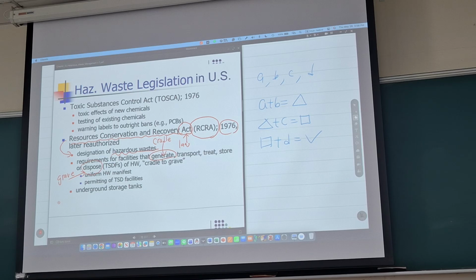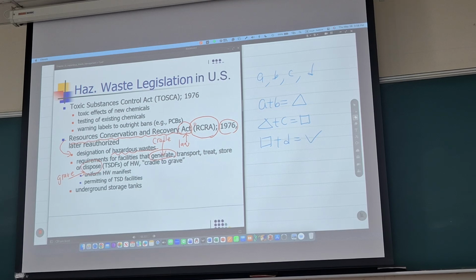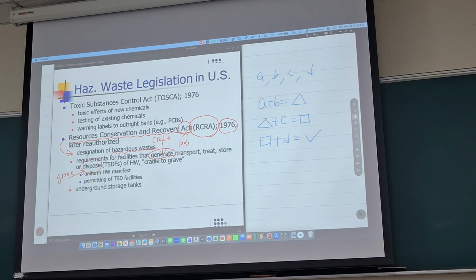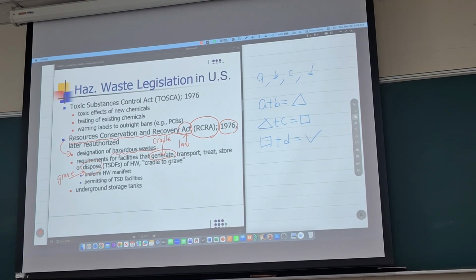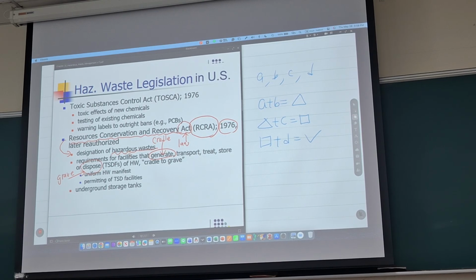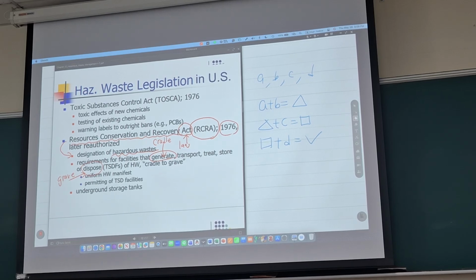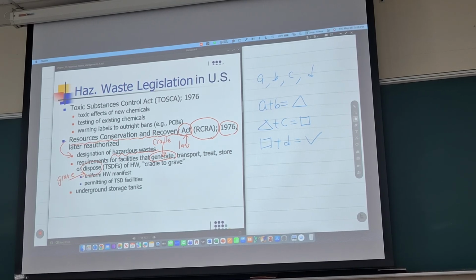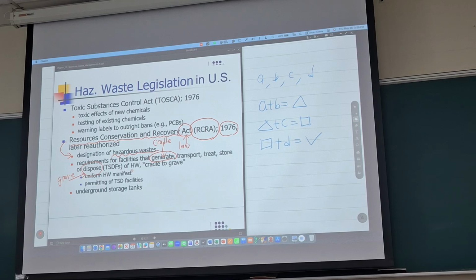So RCRA is a law. You call it act because in British and American law they use act. Sometimes they use act as law or regulations. So why do we call this from cradle to grave? Because generation is cradle, dispose is grave.